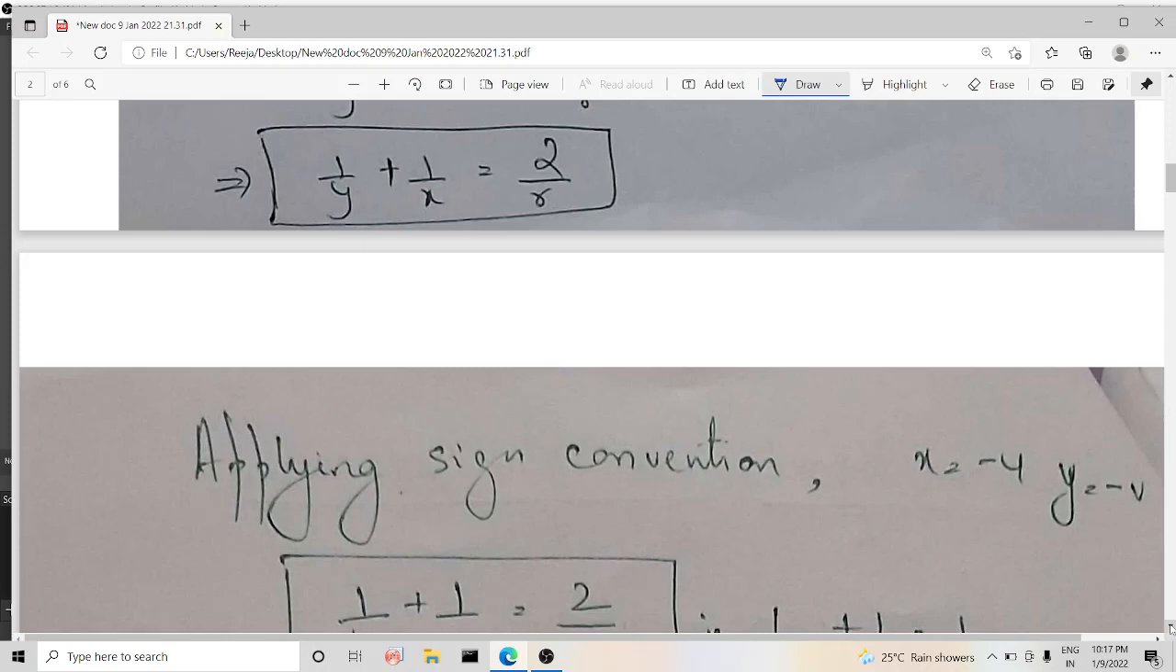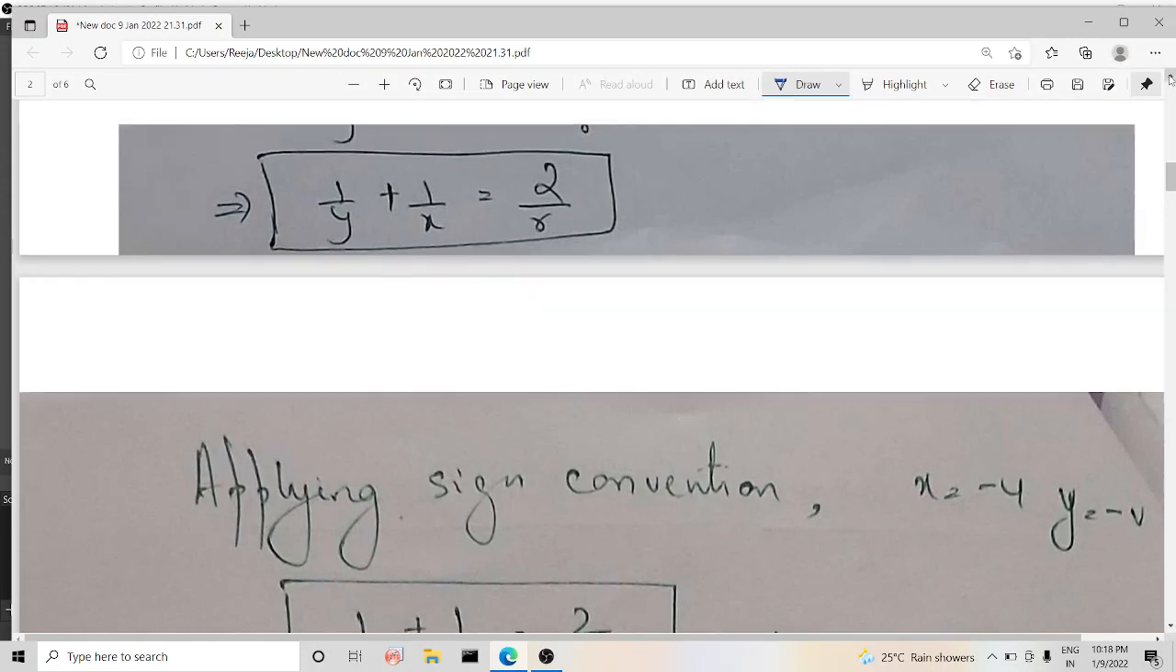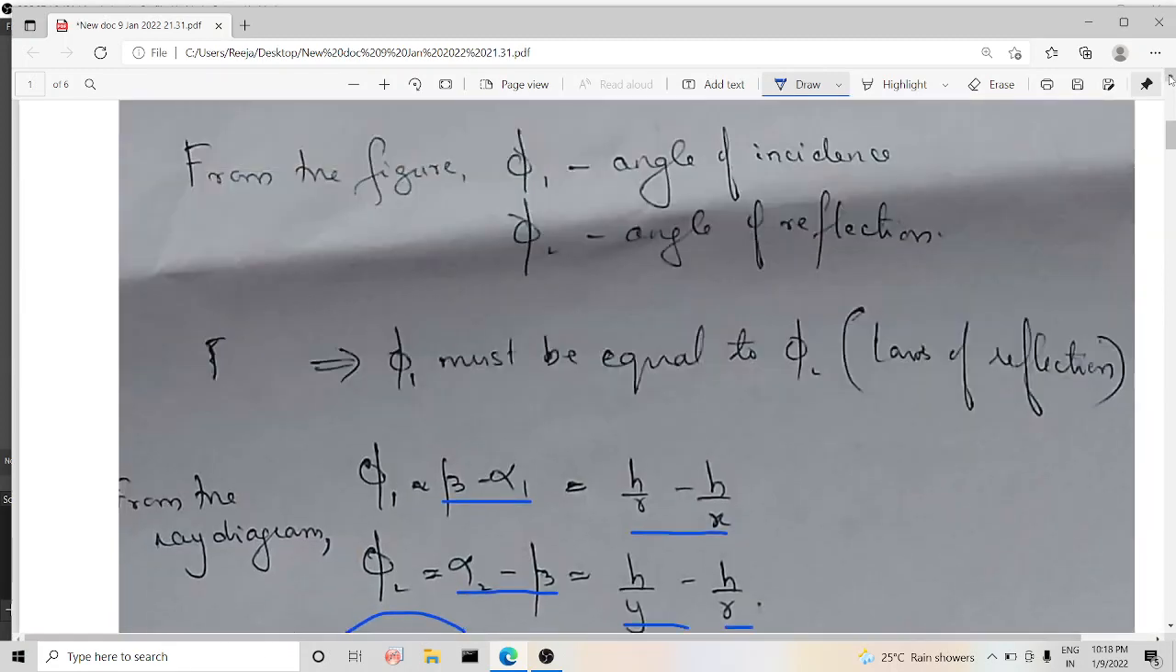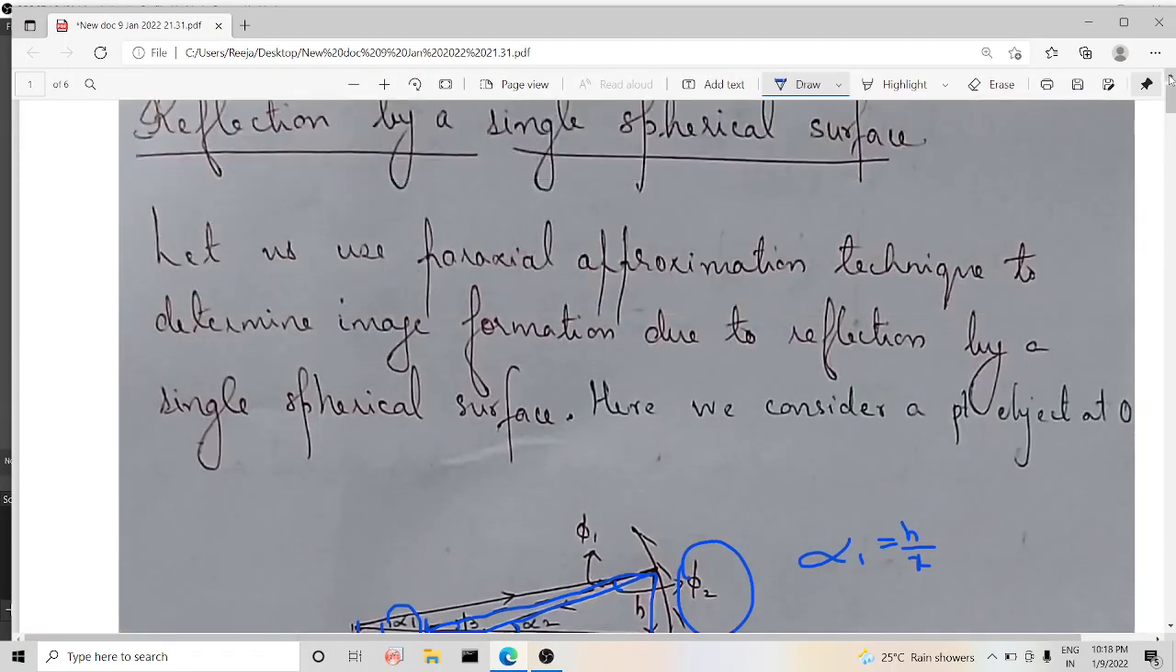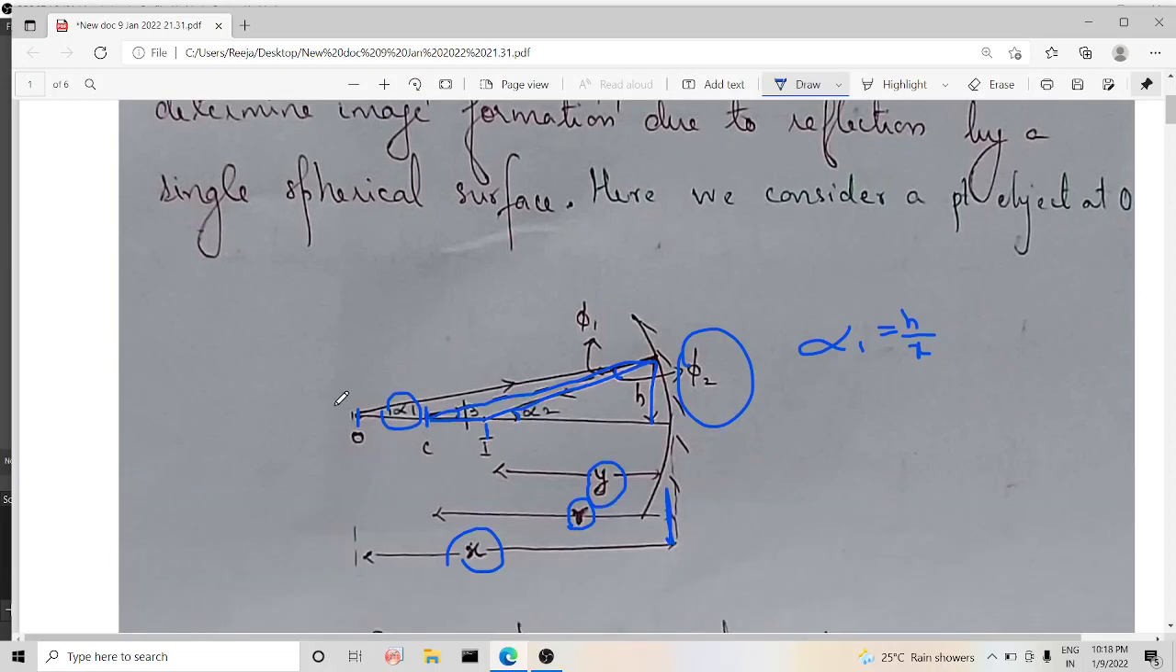Last class we had discussed the sign convention. We had said that if the object is kept on the left side of the spherical surface, then the distances on the left side are considered negative, and those to the right are considered positive. So here y is negative, r is negative, x is negative. That is, y, which is small v, is minus v, capital R is minus r, and x, which is u, is also minus u, because all the distances are towards the left of the spherical surface.